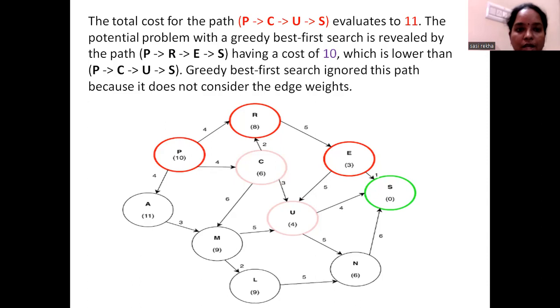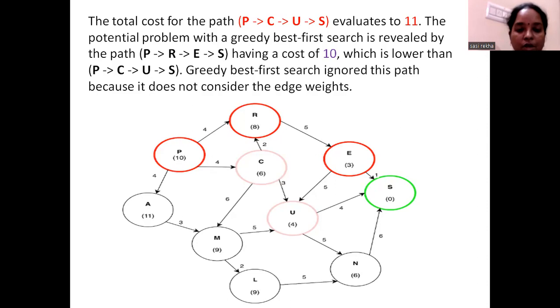What potential problem with greedy best first search is revealed by the path P, R, E, S? If you are not going for greedy best first search, you may go for some other alternate path. If you choose a path like P, R, E, and S, you might get a cost which is lower than 11. That is considered to be the minimal cost, right? So it is lower than the cost obtained by using the greedy best first algorithm. That is why greedy best first algorithm may not be optimal all the time, right?